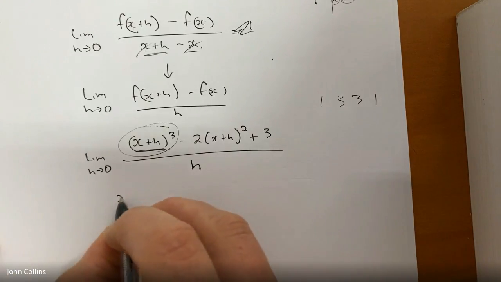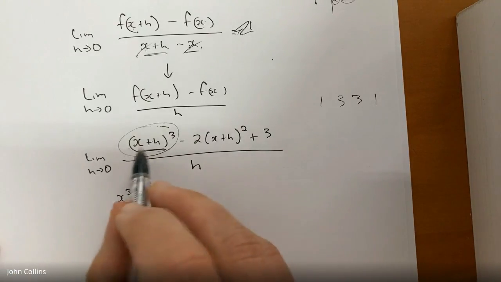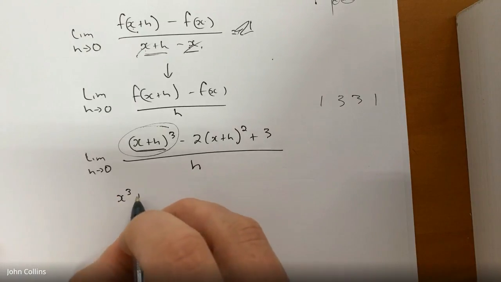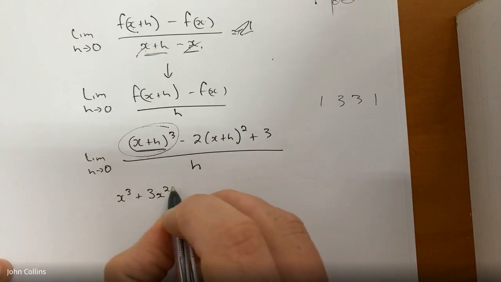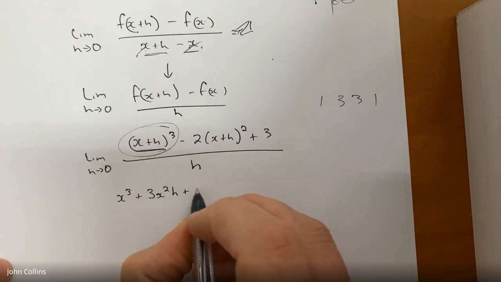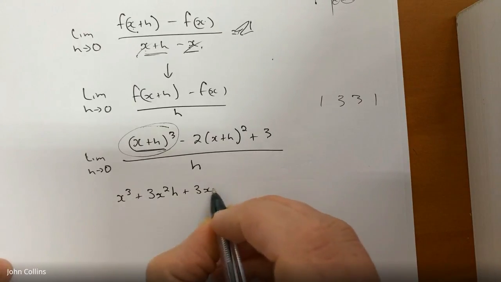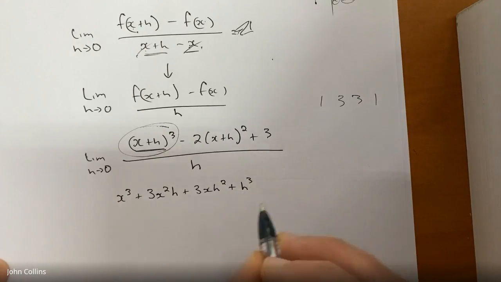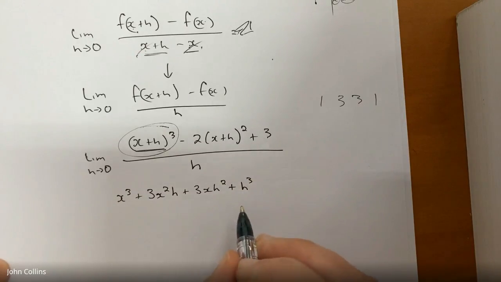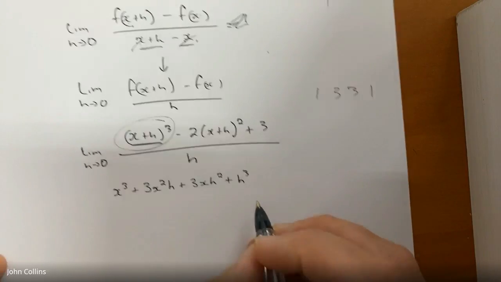So you can go x cubed. Now, even if you don't know that, you can just multiply it out normally. Plus 3 times, well, the x goes down 1 power, and the h comes up 1 power. Plus the x goes down 1 power, and the h comes up 1 power. Plus h comes up a power, and x goes down to 0, and we're left with that.